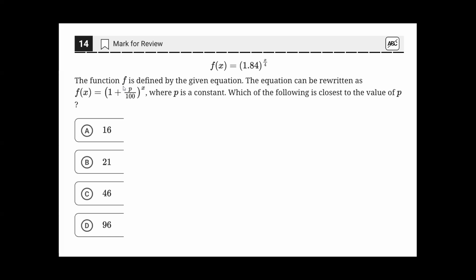The equation can be rewritten as f of x equals the quantity 1 plus p over 100 to the x power, where p is a constant. Which of the following is the closest to the value of p?